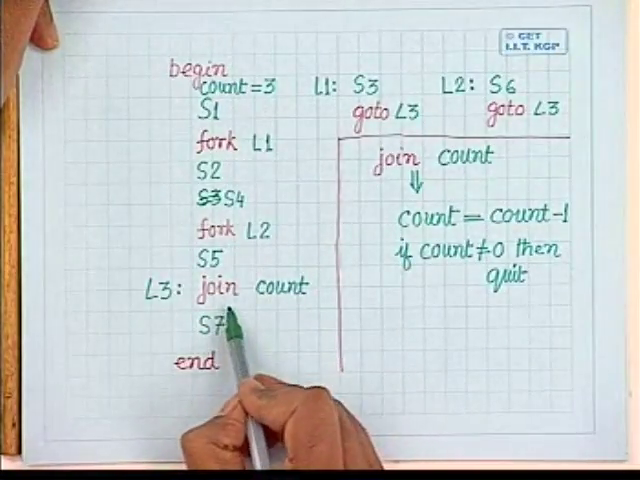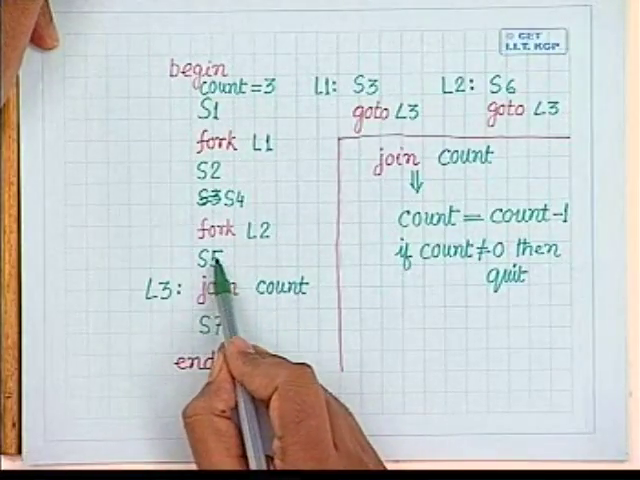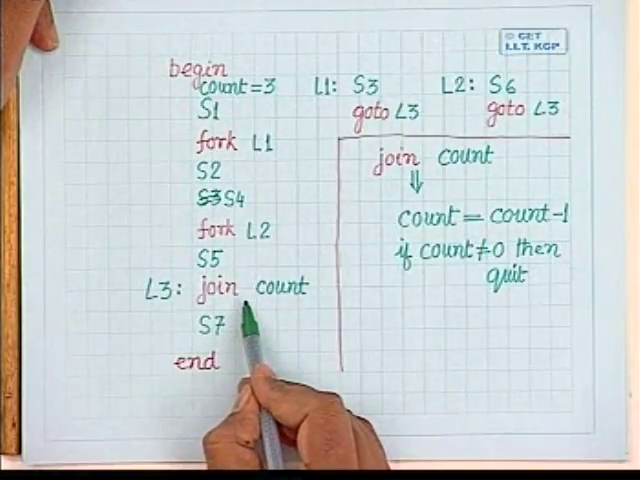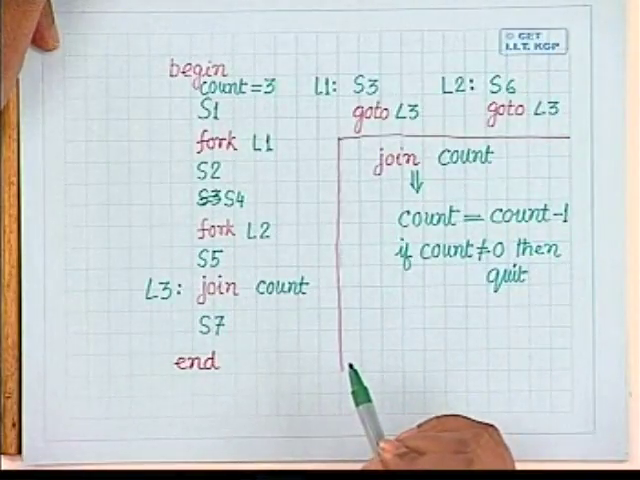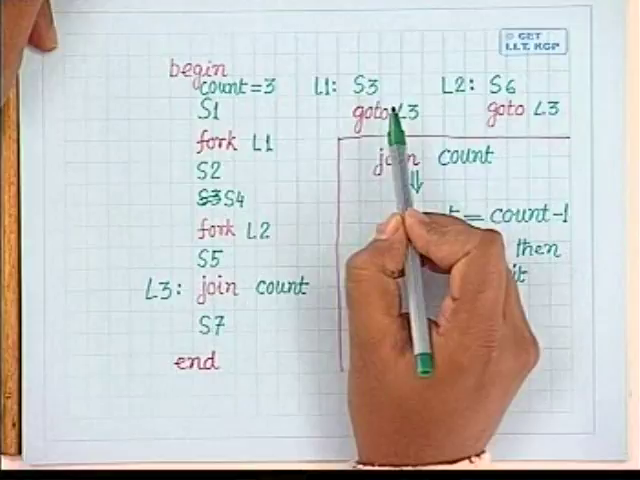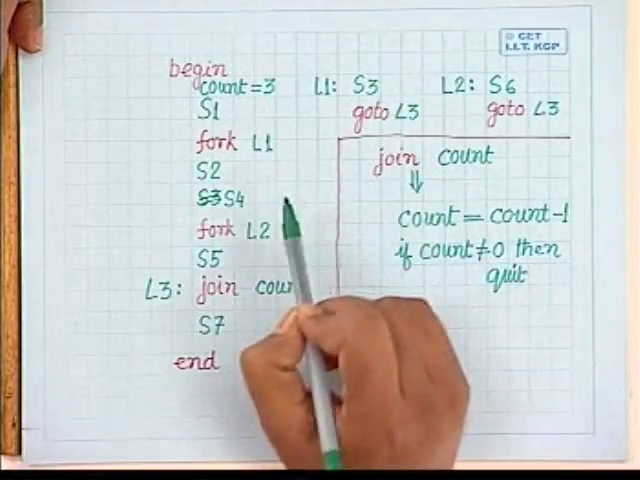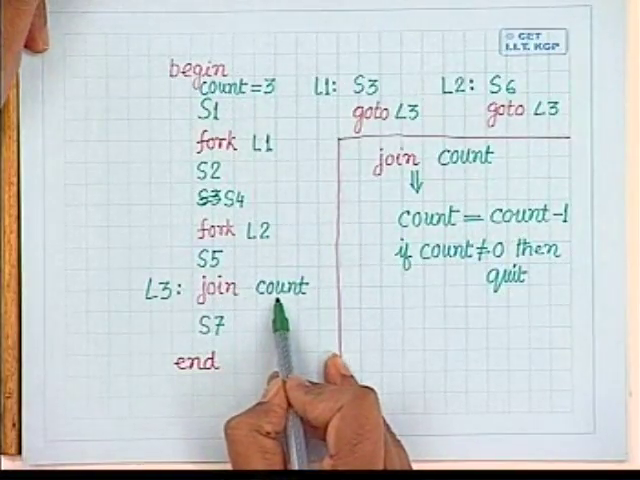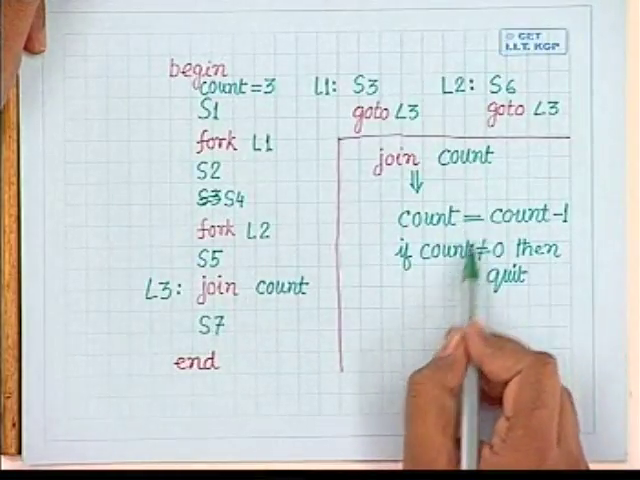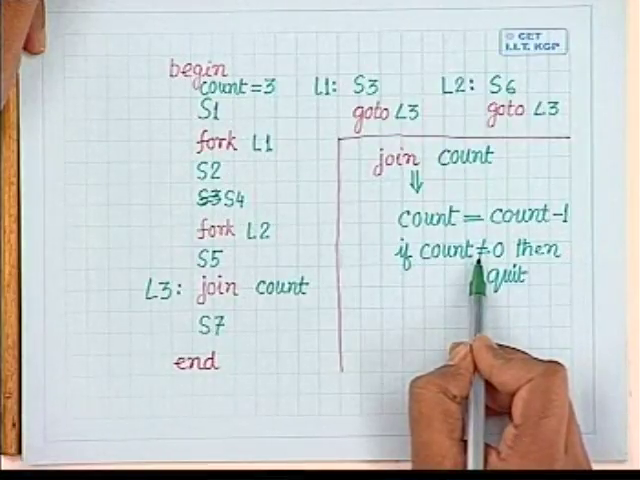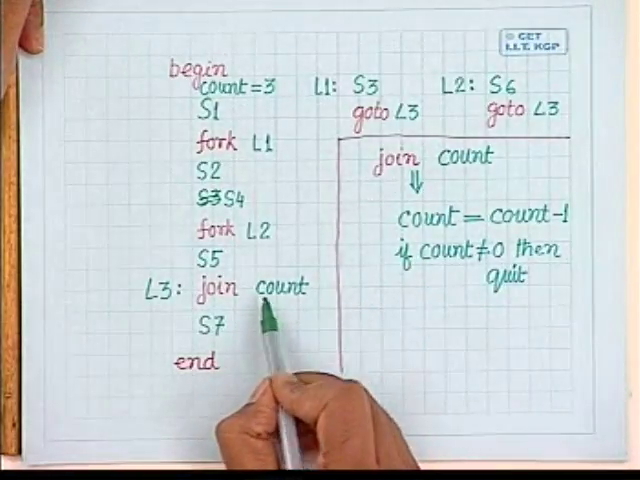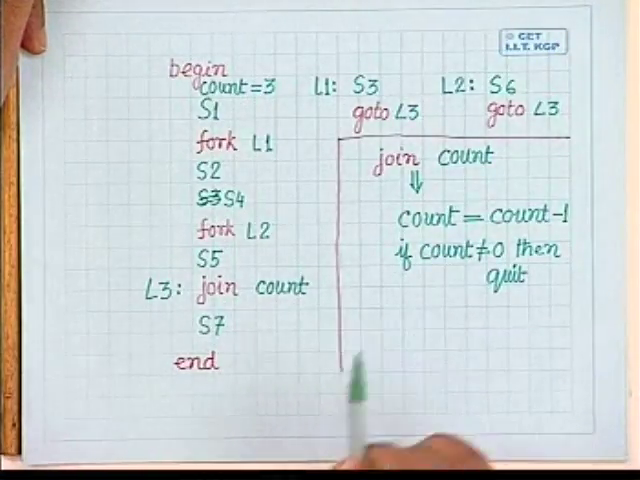the first process which executes this join count statement, I still don't know whether the process executing S5, S3 or S6 will execute it first. That depends upon the complexity of these statements and how much time they take. This statement does not necessarily mean a single statement; it can be a module. Whichever process executes join count first, count will be decremented by one. The first process will see that the value of count is 2 after decrementing, which is non-zero, so that particular process will be terminated. The second process which executes join count will again decrement count by 1.